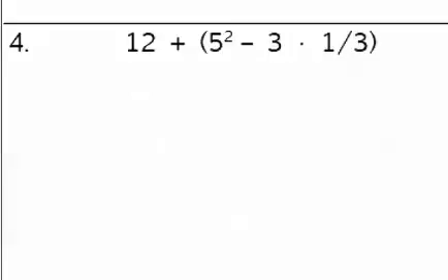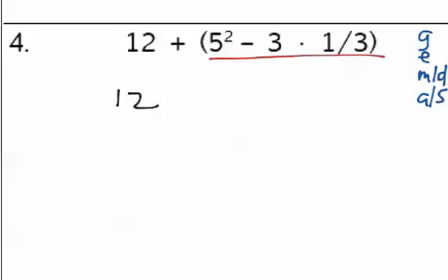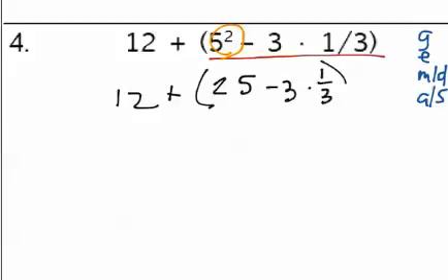Okay, 12 plus parentheses 5 squared minus 3 times 1 over 3. Again, G-E-M-D-A-S. Okay, let's go. So we see we have parentheses. We need to definitely isolate what everything in there is first. So inside the parentheses, we see we have that exponent 5 squared. Okay, so let's do that first. We have 25, that's 5 times 5, 25, minus 3 times 1 over 3.